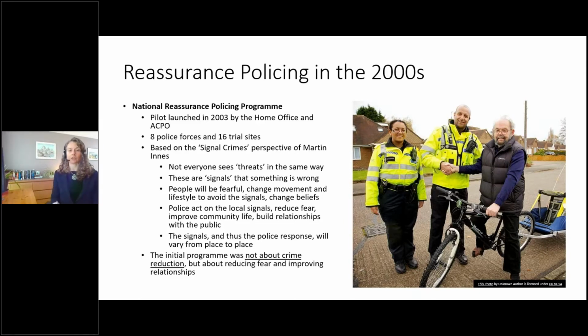So the thought was, if we can address these elements that are making people fearful, then that might help to reduce their fear. They would live happier lives and have better relationships with the police. So the idea here wasn't about crime reduction to begin with, but more about reducing fear and improving relationships. The police were seen as quite important, in that they would act on things happening in local areas that were making people fearful, but very much taking the lead from those local residents as to what was important to them in their area. And so that could vary from one place to another.